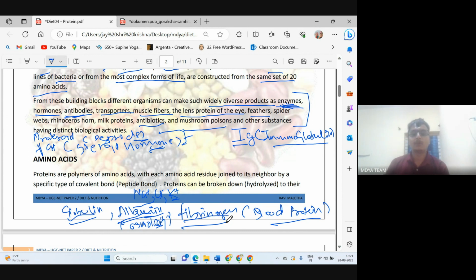Fibrinogen is involved in the clotting mechanism. So in clotting, one blood protein is involved, that is fibrinogen, and one mineral is also involved. Can you name that mineral? That is calcium, Ca2 plus. So write down about these three types of protein.